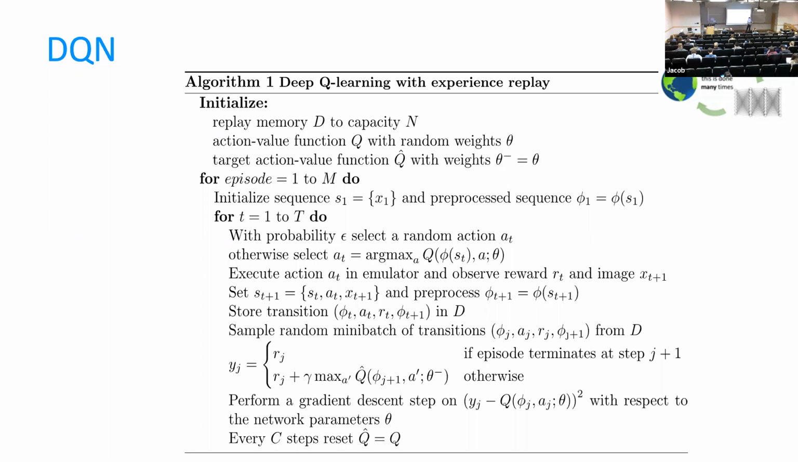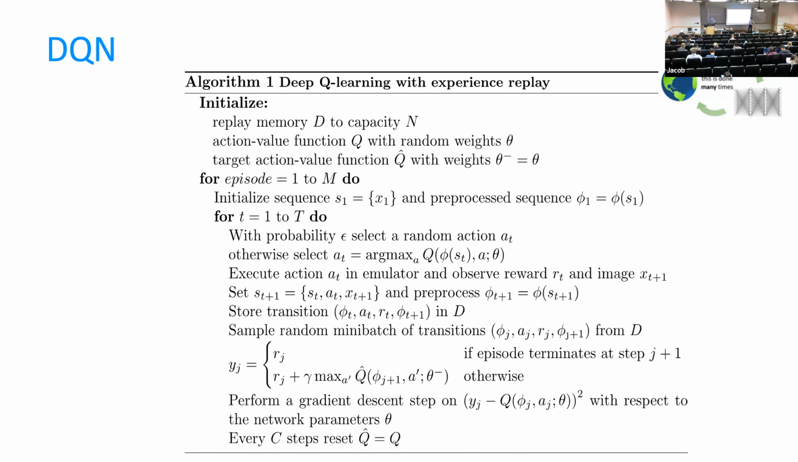Yeah, this would still work if you never terminate, as long as you're collecting rewards. Now we have yj, which is our target reward. We will perform a gradient descent step on yj minus Q of phi j, aj, where phi j is our state, aj is our action, and theta is our current parameters. That's just mean squared error between our predicted value of this state action pair and the observed value of that state action pair.